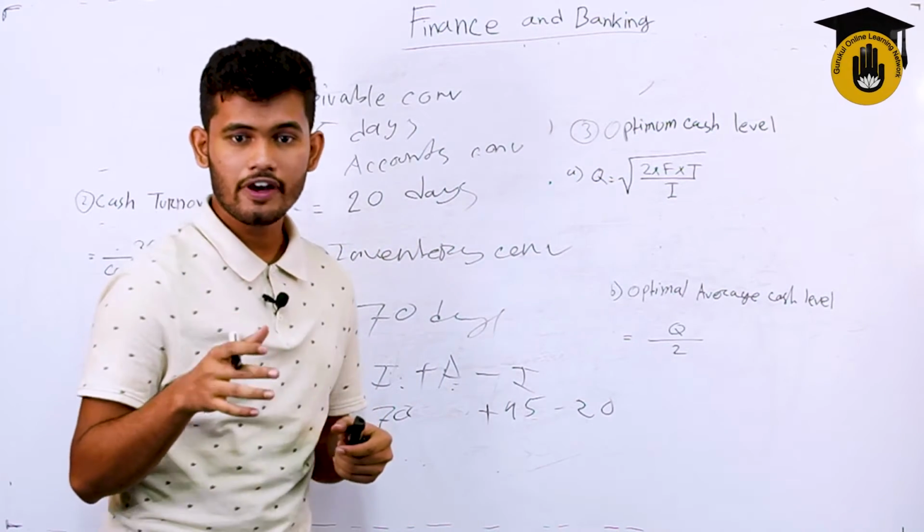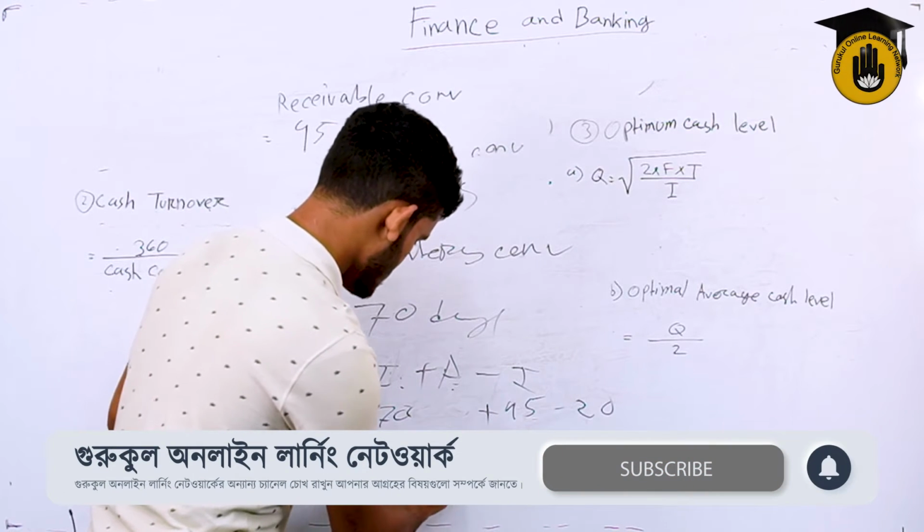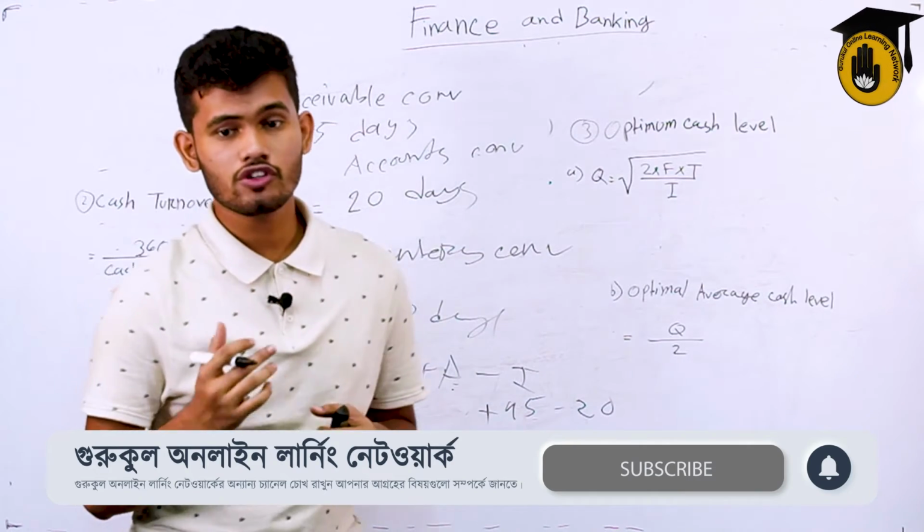70 plus 45 minus 20 days. That will be equal to our 95 days of cash conversion cycle.